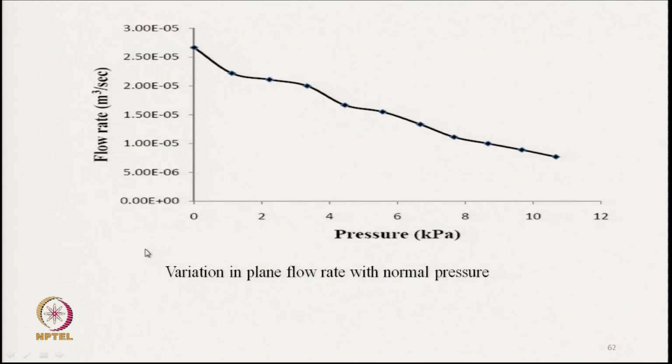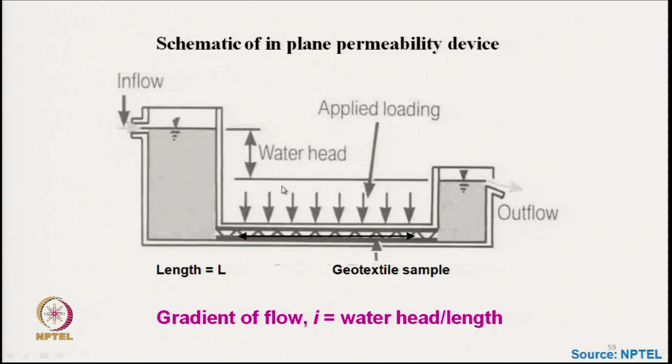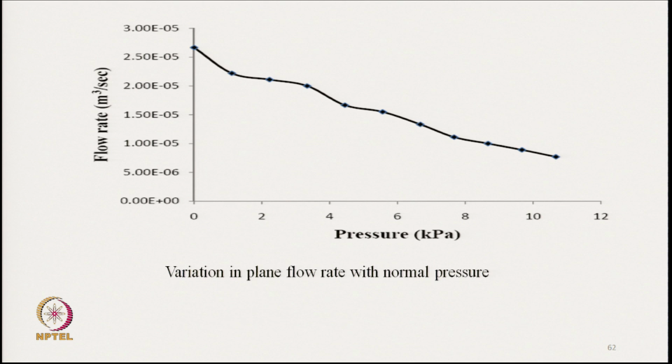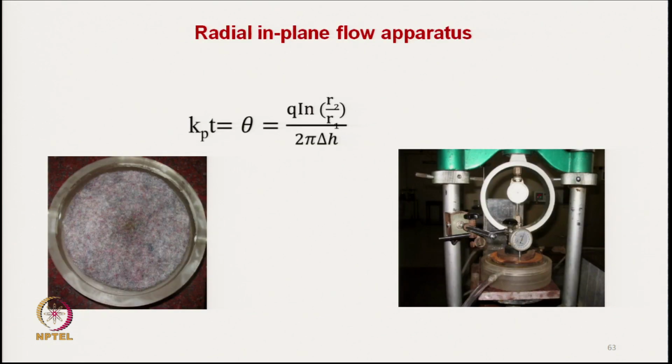Again, we can calculate the flow rate at different pressure, that is very important, because for different applications we need to know how the geotextile will perform, and that data we can get. So, if we change the applied pressure, at different applied pressures we can calculate the transmissivity. This graph will help in designing the in plane flow parameter.